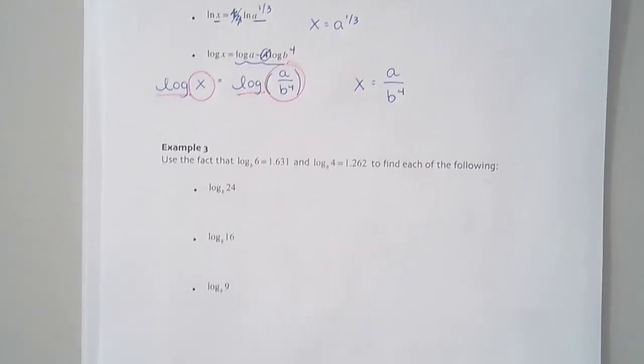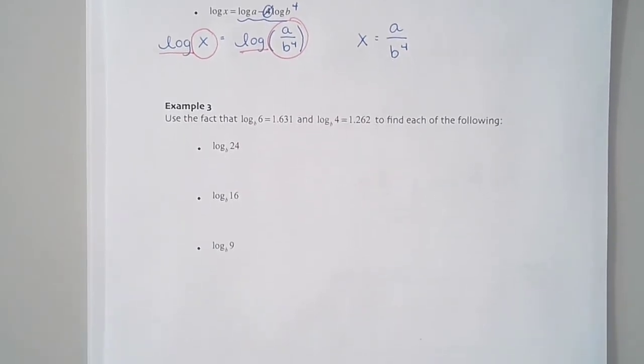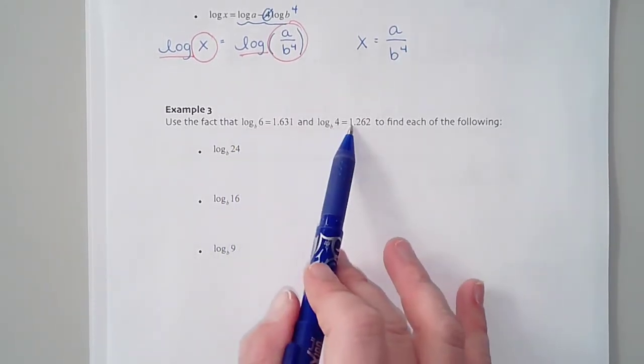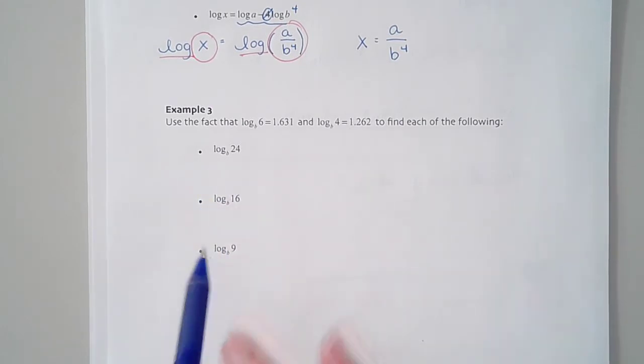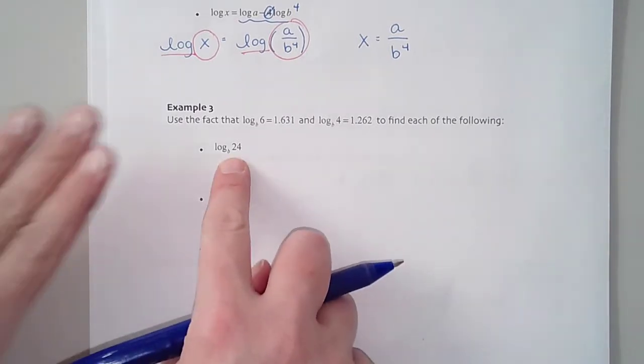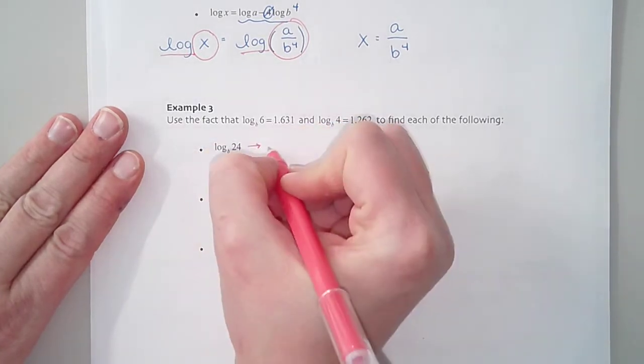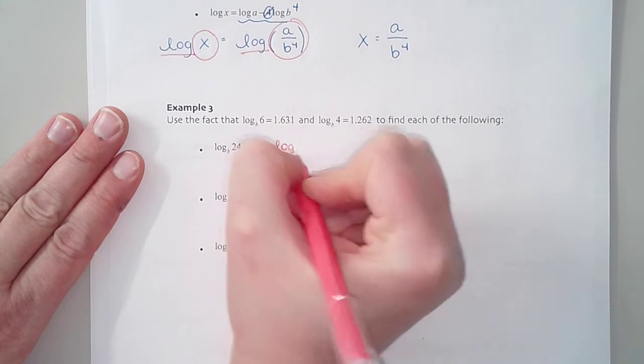Okay, this next example, these are tricky. And really the math in them is not hard, but knowing how to start them can be difficult. So you're given these two different logarithms. You're given log of 6 and log of 4, which means for each of these expressions, I'm going to want to somehow write it as something involving a 6 and a 4. So for example, log base b of 24, I'm going to rewrite that 24 as 6 times 4.